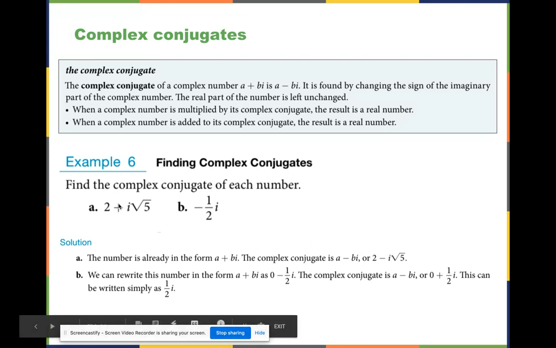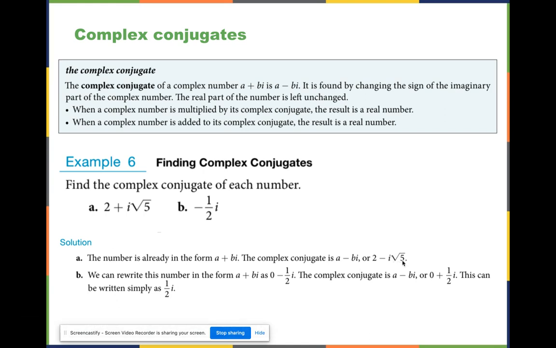So we just change the sign. So it's 2 minus i times the square root of 5. One thing to point out here: notice the real part. We have this imaginary number here, and usually we write like 2i, right, with the real part in front of the i.